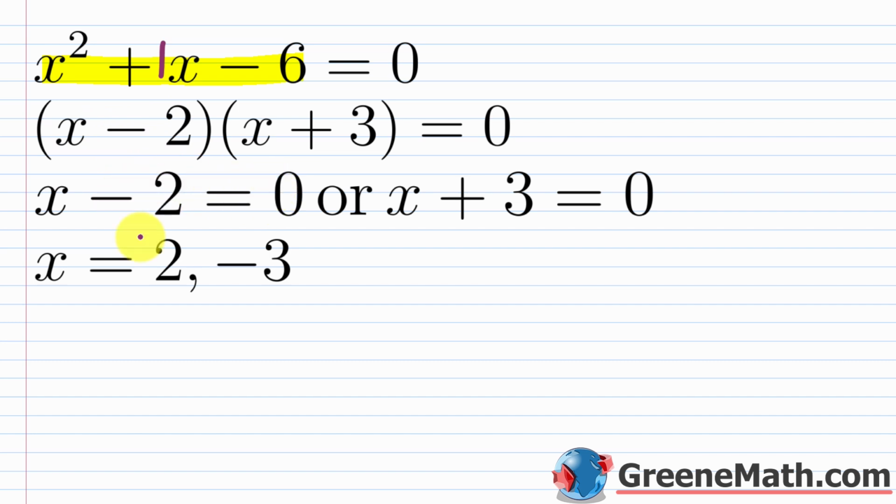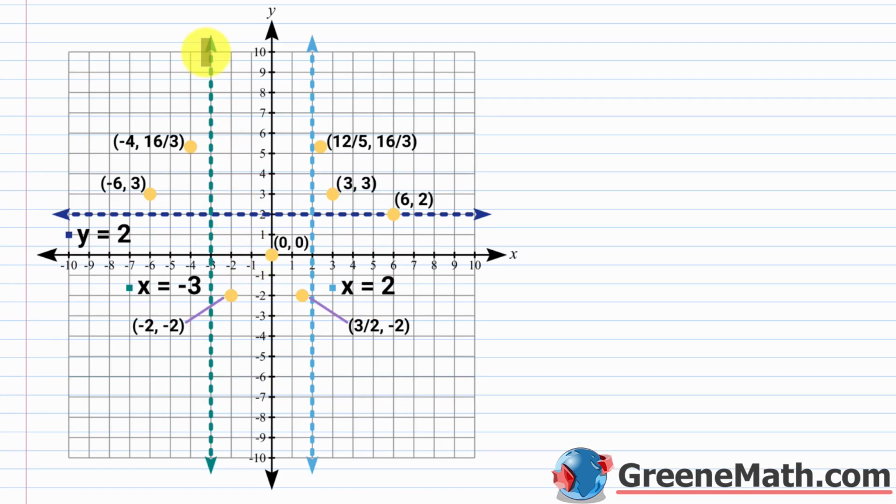You add 2 to both sides, you get x equals 2. Then, you're going to take the second factor here, this x plus 3, set that equal to 0. We would subtract 3 away from each side, and we get x equals negative 3. So your two vertical asymptotes are going to be x equals 2, and then also x equals negative 3. So just coming down here, this is your x equals negative 3, and then this is your x equals 2. So those are your two vertical asymptotes.